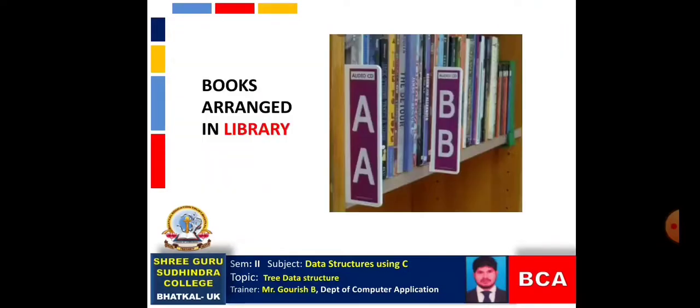So that is the reason we have to organize the data. For example, consider a library system. In libraries, books are arranged in such a way that they can be easily accessible. Books are not placed randomly. In the same way, in computer science, data is organized in a way that it can be processed efficiently. Fine.